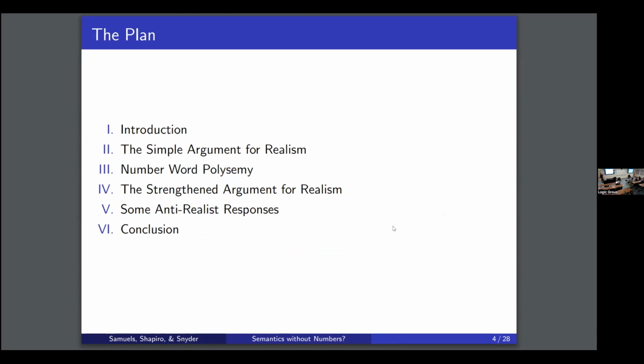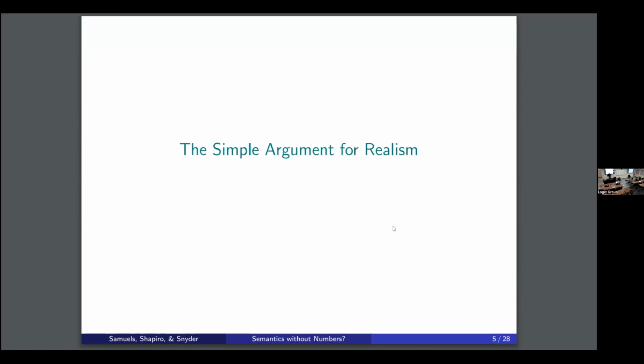Okay, so that's just the overview. Here's the plan. I just gave you the introduction. We'll start with what we're going to call the simple argument for numbers. This is sort of the traditional dialectic regarding semantics and ontology. We'll go into number word polysemy; I'll explain what that is. Then based on that, we'll give a new argument for realism that we call the strengthened argument for realism. We'll look at some very general anti-realist responses to this new argument, argue that they don't work, and then we'll summarize conclusions and end with a third view briefly. All right, so that's the plan.